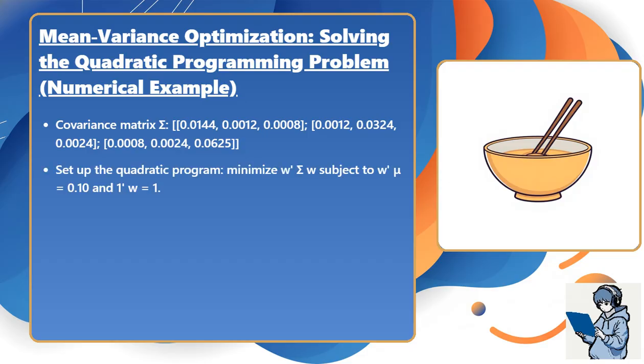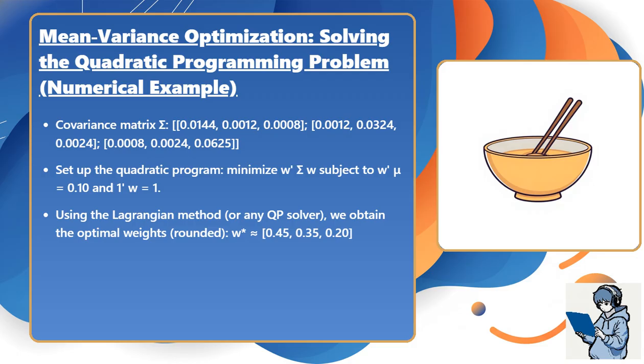0.0625. Set up the quadratic program: minimize W transpose sigma W subject to W transpose mu equals 0.10 and 1 transpose W equals 1. Using the Lagrangian method or any quadratic programming solver, we obtain the optimal weights, rounded, W star approximately equals 0.45, 0.35, 0.20. Check: 0.45 times 8% plus 0.35 times 12% plus 0.20 times 15% equals 10%.